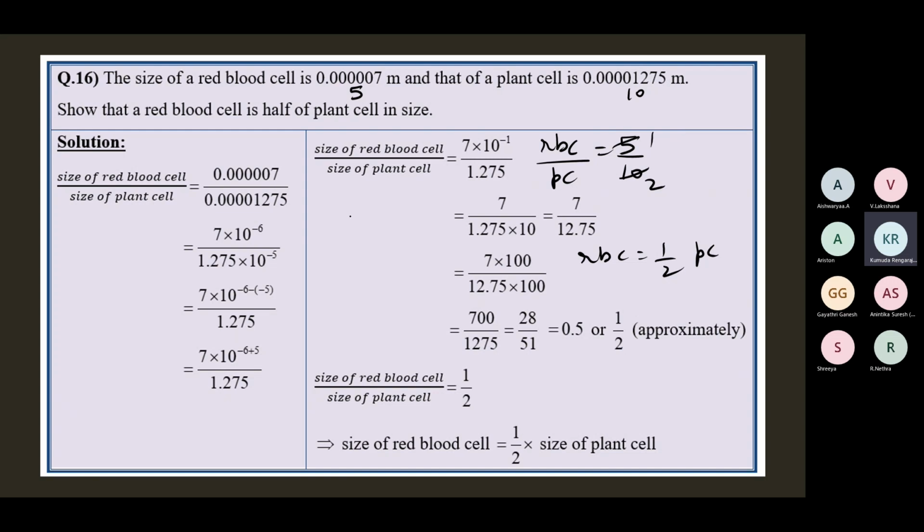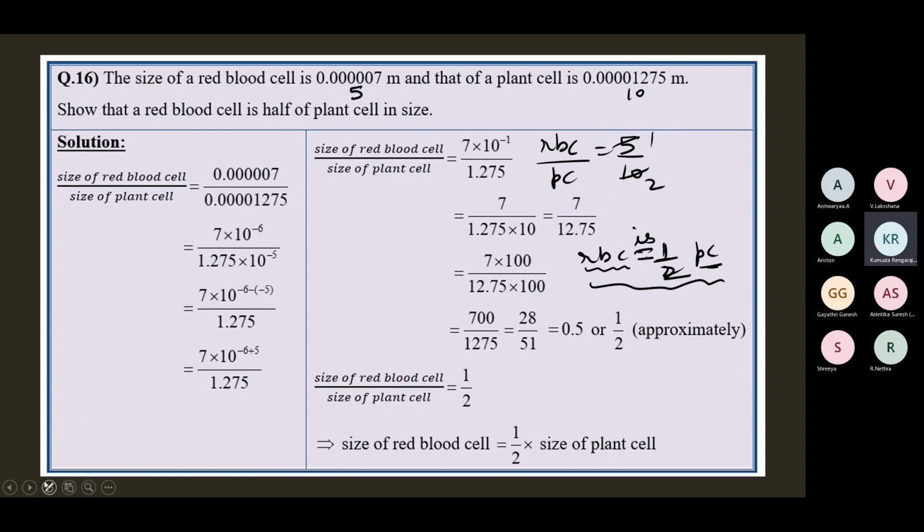We need to start with this ratio, size of RBC by size of plant cell. Work it out, and upon cross multiplying, you should be getting this result: RBC is equal to half of PC. So when you put this equation in words, it means the size of a red blood cell is half the size of a plant cell.